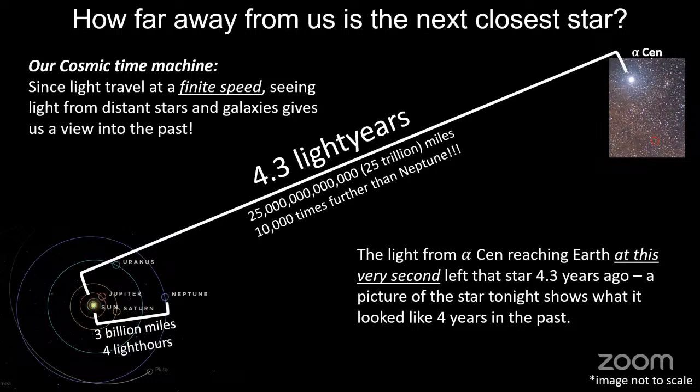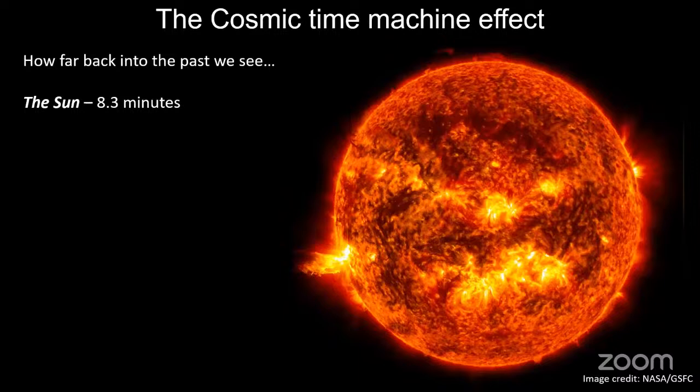And if we look at objects that are further and further away, we get glimpses of the universe as it existed further and further back into the past. So let's think about how we can use this by thinking about the time that it takes light to travel from different objects. So the sun is about 100 million miles from the Earth, and it takes light about 8 minutes to travel from the sun to the Earth. So every time we see the sun in the sky, it's actually a snapshot of the sun as it existed about 8 minutes in the past.